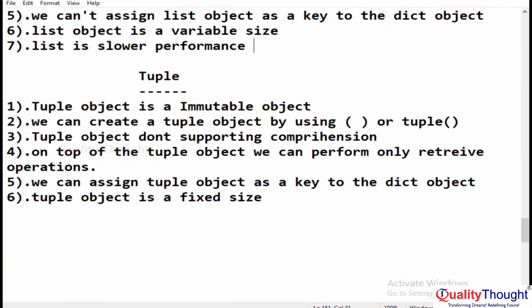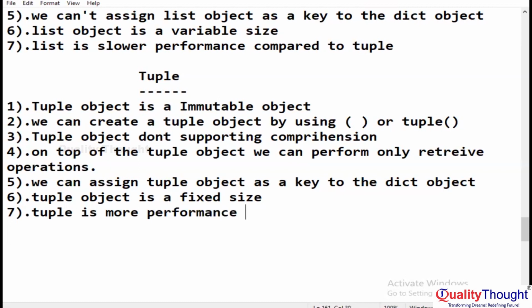Performance compared to tuple. Tuple is more performant compared to list. Okay, these are the basic differences between list and tuple.